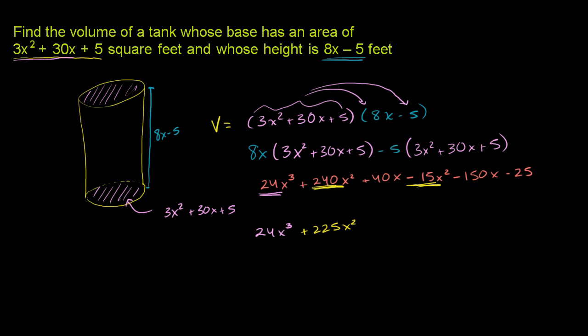And then we have 40x minus 150x. That would be negative 110x. And then finally, we have just this negative 25 out here. That's the only constant term. And we're done. We found the volume of the tank. It's given by this polynomial expression right here. So this right here is the volume of the tank. It's equal to 24x to the third plus 225x squared minus 110x minus 25.